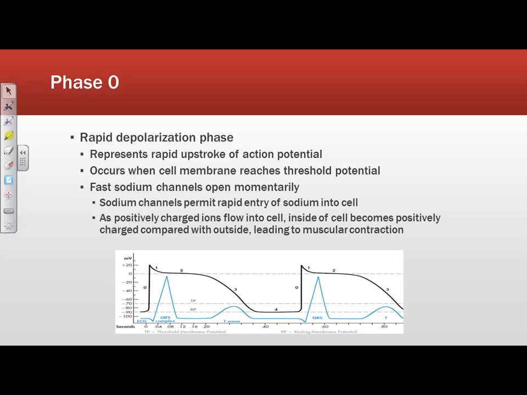So what has to happen in phase 0? This is where it all starts. Sodium comes in very quickly and it sends the inside of the cell very quickly from negative to positive. Negative to positive. All right? This can only occur when the cell membrane reaches that threshold potential. All right?